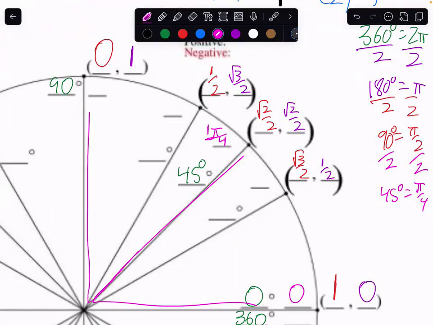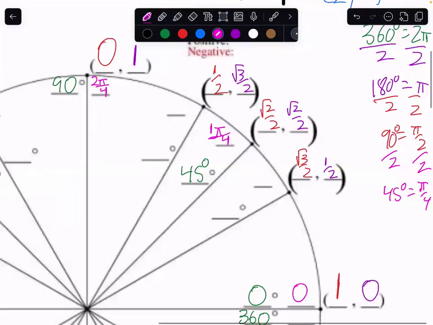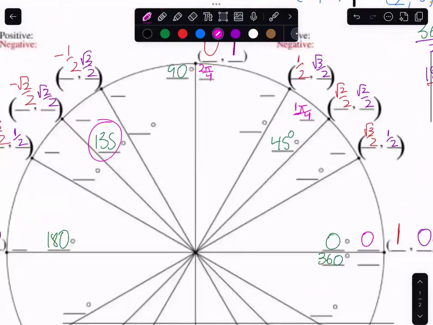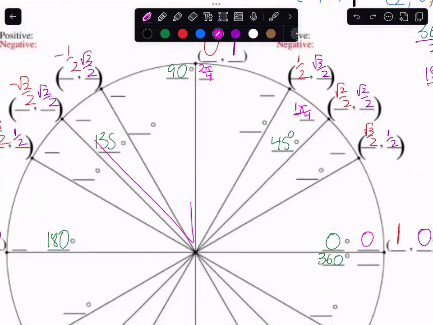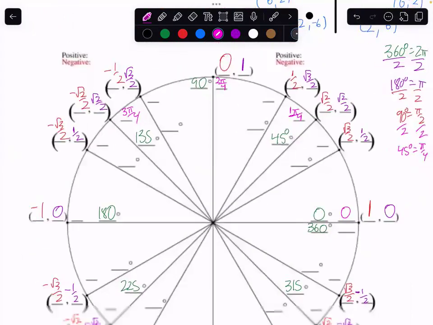When you add on another 45 degrees, now you have 2 slices, each worth pi over 4. So this would be 2 pi over 4. Yes, that's not reduced yet. I'll do that later. Now 135 degrees, that's 3 slices, all worth pi over 4, right? So 135 is 3 pi over 4. 180 is 4 slices of pi over 4, so that's 4 pi over 4.